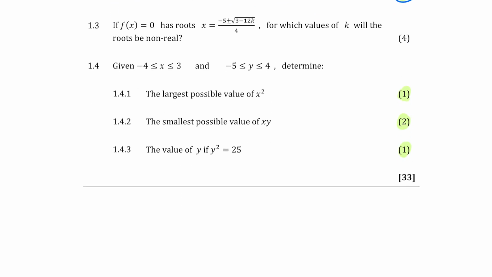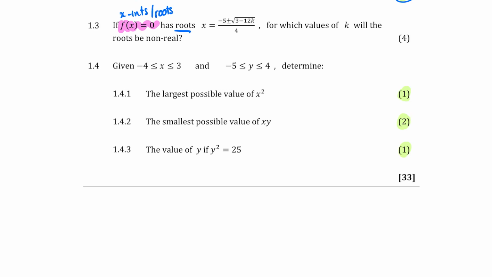This one looks a little intimidating to begin with. If f of x is equal to 0, what does that mean? F is a function. If f of x is equal to 0, what happens when we make a function equal to 0? Well, these are like finding our x-intercepts, but it's also what we call the roots of the function. That's what comes next. It says that the roots are x equals -5 plus or minus the square root.